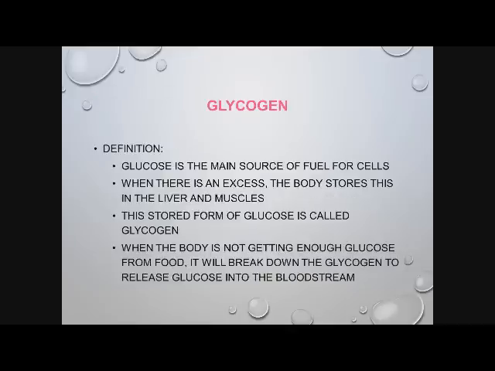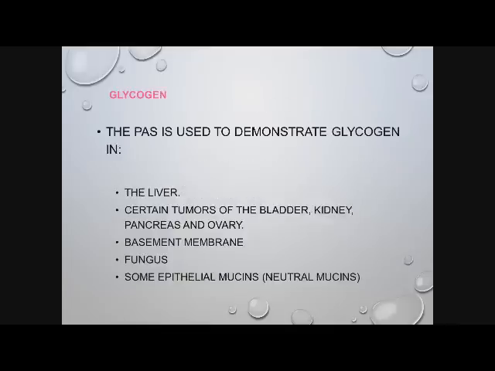All right, next we're going to flip to the next type of carbohydrate on the list, which is glycogen. Remember that mucin is the glue of life. If mucin is the glue of life, then glycogen apparently is the fuel of life, because glucose is the main source of fuel for cells. If you have an excess, it is stored in the form of glycogen in your liver and in your muscles. So when the body is not getting enough glucose from food, it will break down the glycogen to release glucose into the bloodstream. So I don't know if you've ever watched your weight or been on a diet or did something crazy like fast. Eventually, your body will eat your muscle if you're not careful. So just remember that. So glycogen is the fuel for cells.